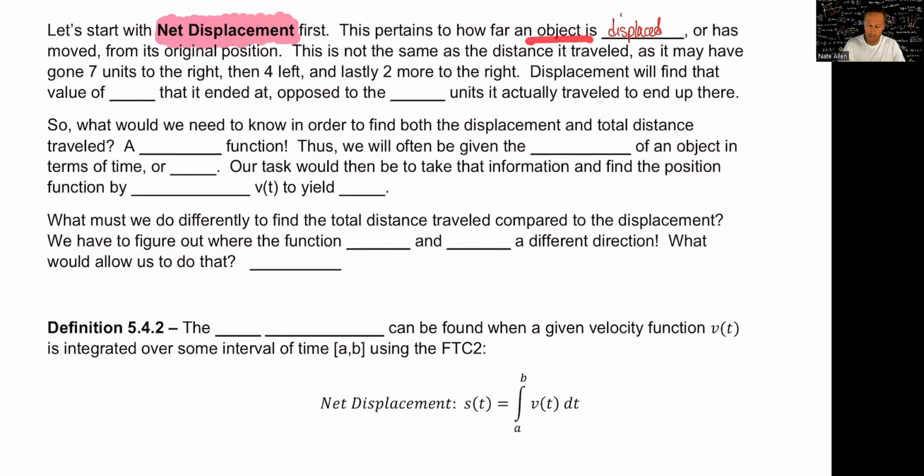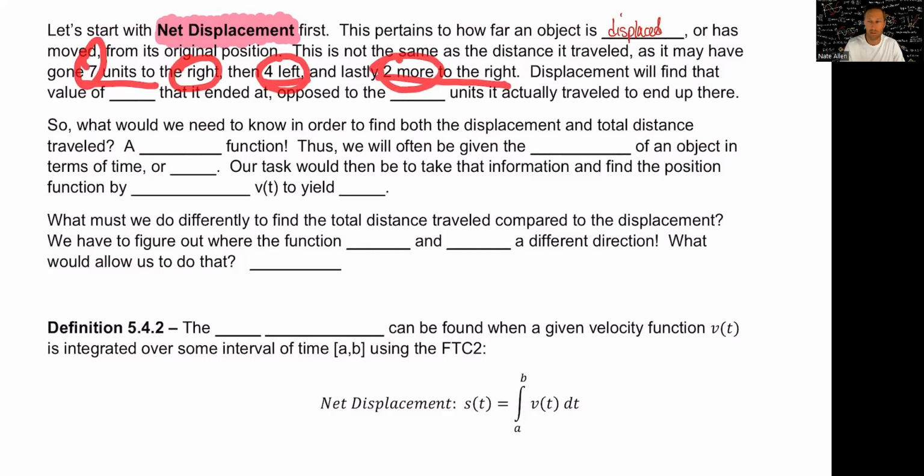If you were to take an object and displace it, that means you have moved it from its original position. And where it ended up is what we call the displacement. So to give you an idea, it's not the same as how far it traveled. But if we say it went 7 units to the right, and then it went 4 left, and then 2 more to the right, you obviously can add all of that up and get the total distance. 7 and 4 is 11, plus 2 more is 13.